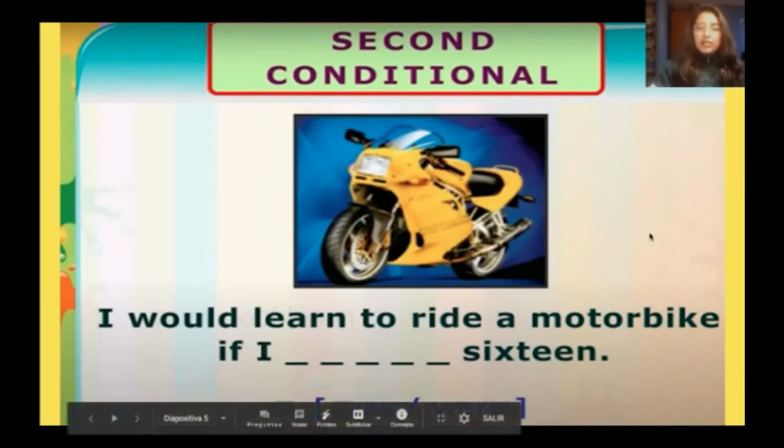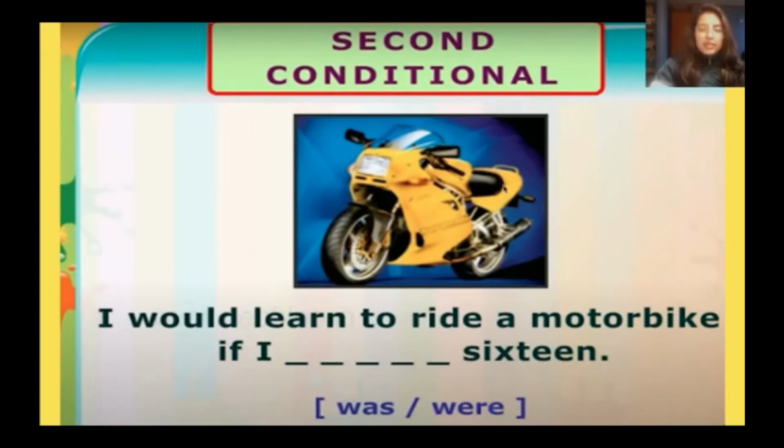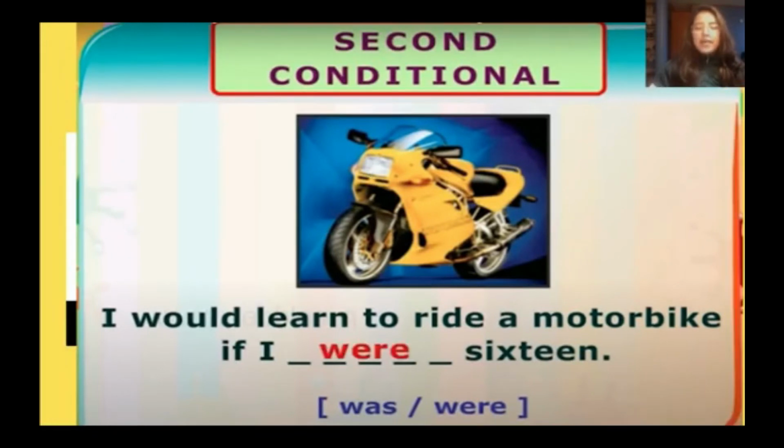And what is your answer? Was or were? Okay, what is motorcycle? Motorbike, sorry. Very good. This picture is about a motorbike. The answer is were. Remember, when we use the verb to be in the second conditional, for all the subjects, we have to use were.